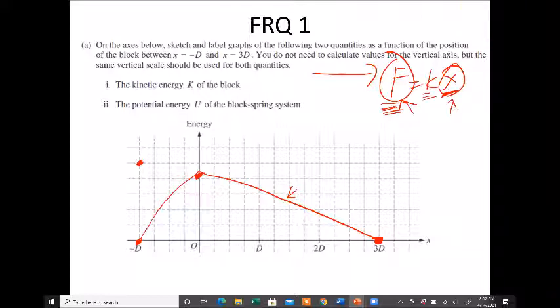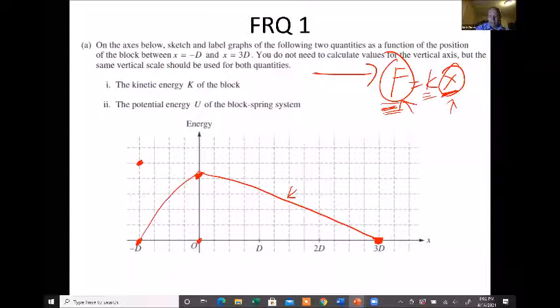Is it the opposite parabola? So yeah, as it gets to 0, as it gets here to this point, the spring's not compressed anymore at that point, right? So potential energy ought to be 0 at this point.